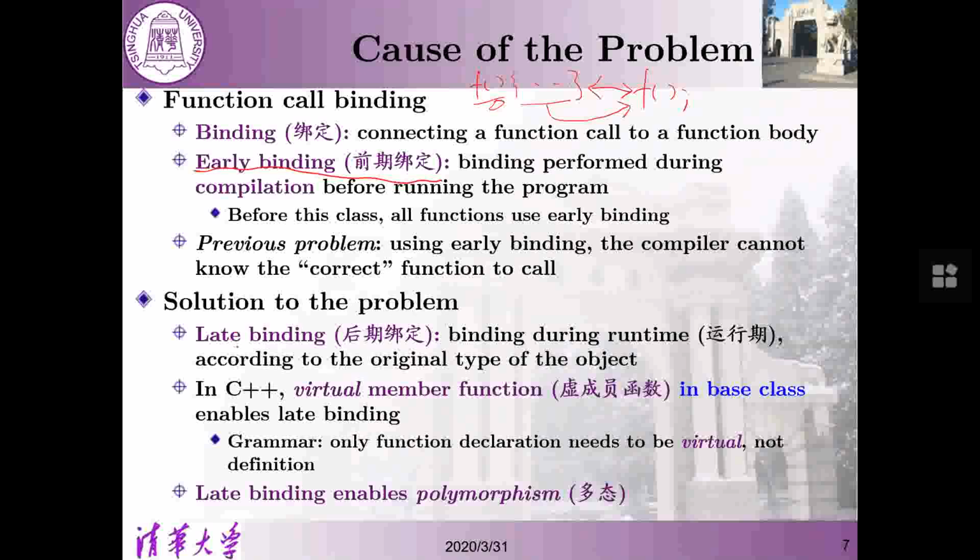So now the solution is polymorphism. So we use the virtual keyword in the base class member function to declare the member function in the base class. Then this enables late binding. Late binding means binding is done during runtime according to the original type of the object. So this is late binding.